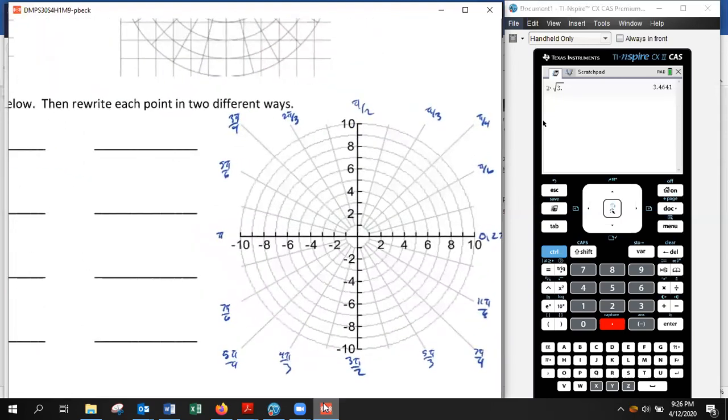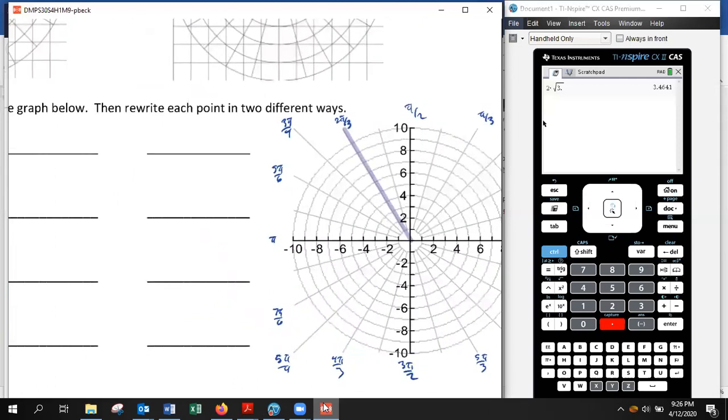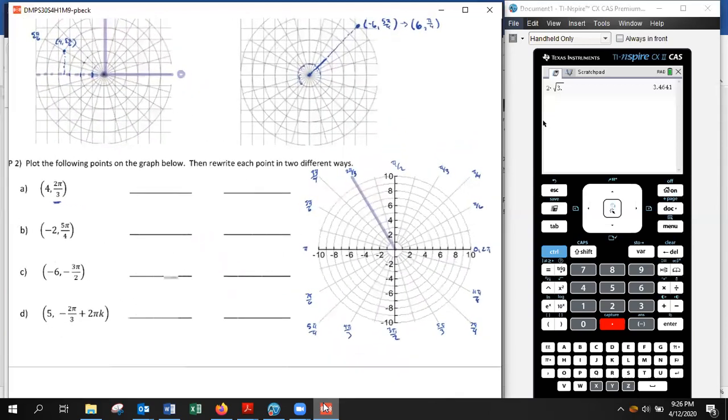So our point is (4, 2 pi over 3). So what this means, and I'm going to show this with the highlighter, is if I go in the 2 pi over 3 direction, I'm looking at going in that direction. And then I want to go out to a radius of 4. If I follow along with this radius of 4, point A should be right here. So I have a positive radius of 4 with an angle of 2 pi over 3. So how can I rewrite that?